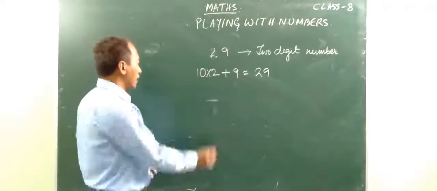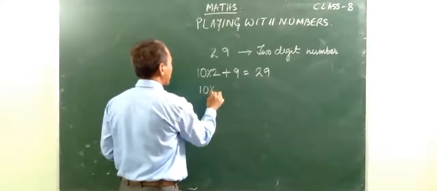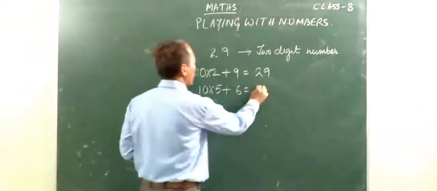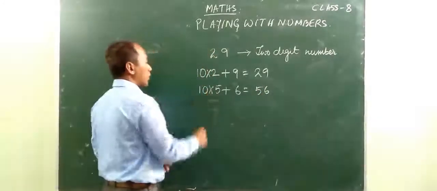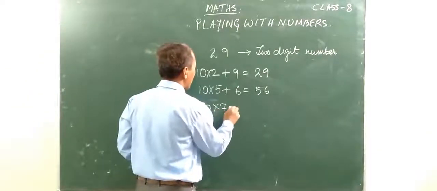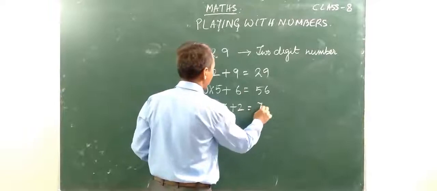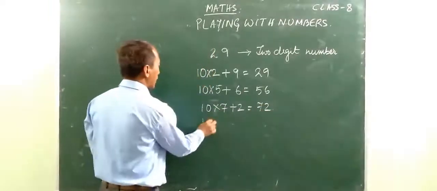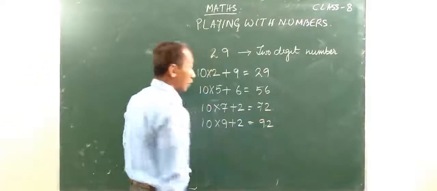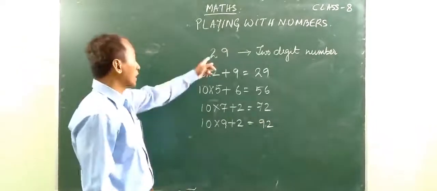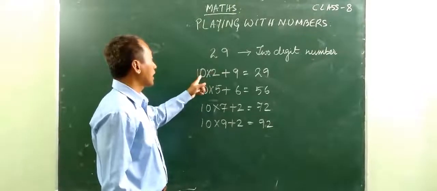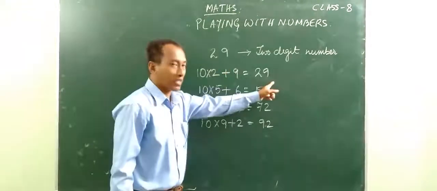Another example, let us take 10 into 5 plus 6. It will be 56: 10 into 5 is 50 plus 6, 56. Similarly, 10 into 7 plus 2 equals 72. Then 10 into 9 plus 2 is 92. So what I would like to say is that we get a 2-digit number by multiplying the tens place digit by 10 plus the unit place digit.